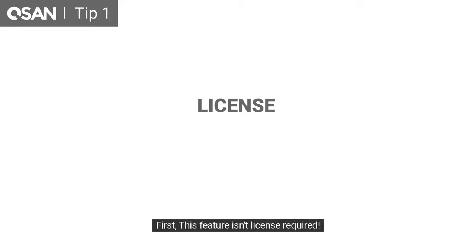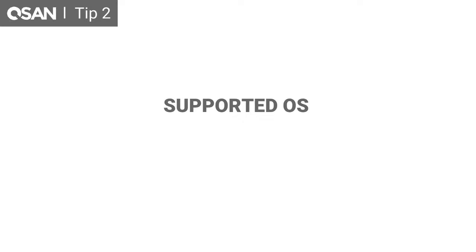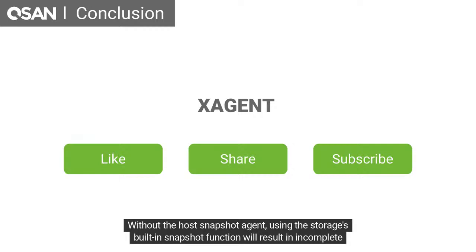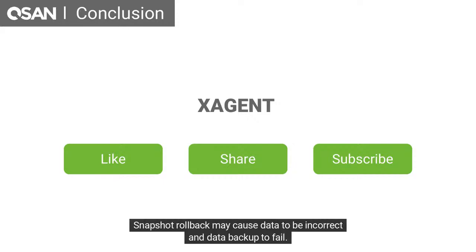First, this feature isn't license required. Please notice XAgent is only supported on Windows Server OS. Without the host snapshot agent, using the storage's built-in snapshot function will result in incomplete data due to host caching. Snapshot rollback may cause data to be incorrect and data backup to fail. Use the host snapshot agent to get a complete picture of consistency.